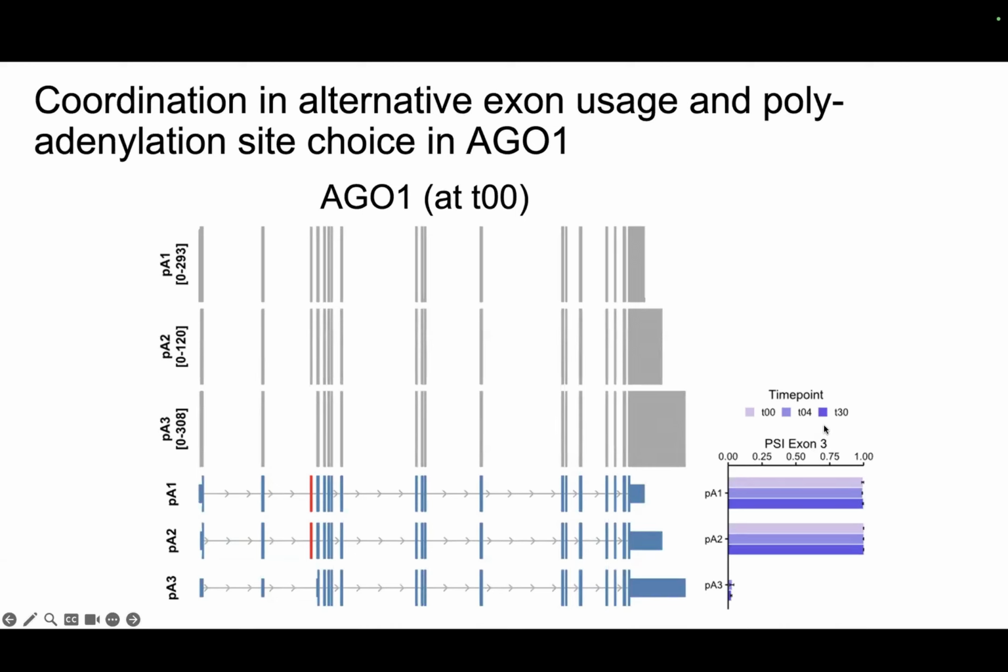The different colors indicate our 3 time points from iPSC all the way to neurons. What you can tell from this plot is that across the 3 time points, whenever polyA site 3 is used, exon 3 is never included, and vice versa for polyA sites 1 and 2. It's kind of wild that you have coordination between the splicing of this third exon here and this poly-A site that's really, really far away.